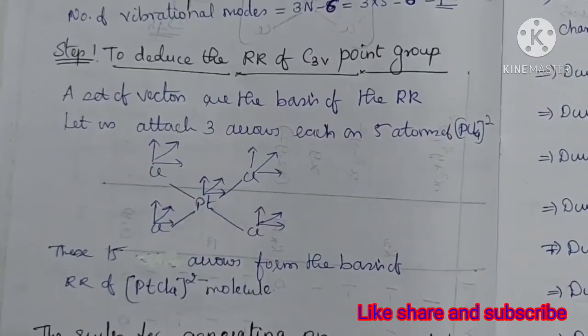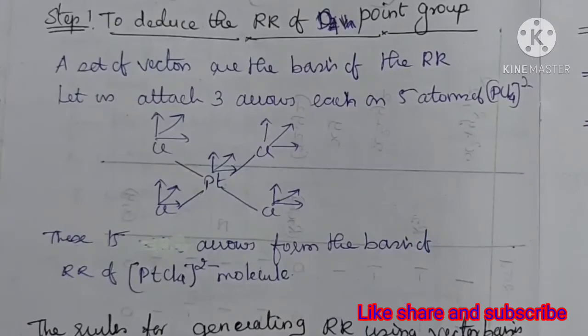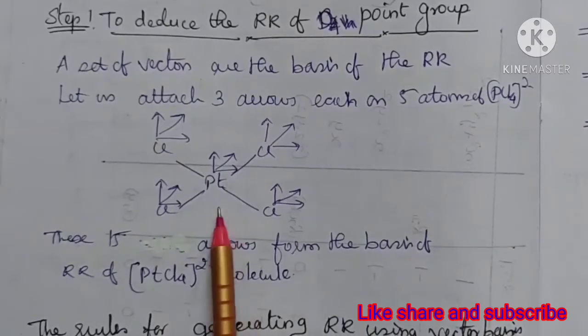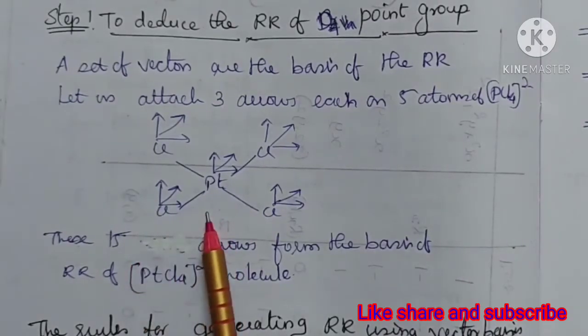We have already discussed that there are 4 steps to find all these things. So the first step is to deduce the reducible representation of this D4H point group. And as you can see, this is the structure of platinum chloride. And there are 5 atoms in the molecule, and on each atom 3 vectors x, y, z act, and there will be totally 15 arrows or 15 vectors, which forms the basis for the reducible representation.